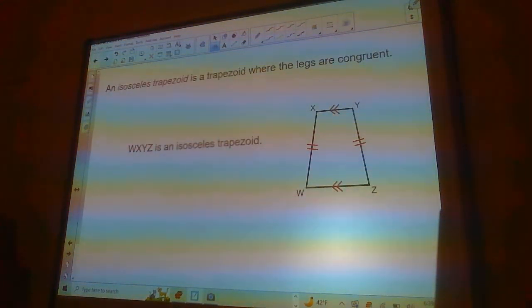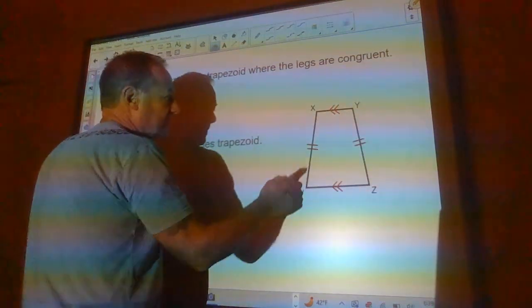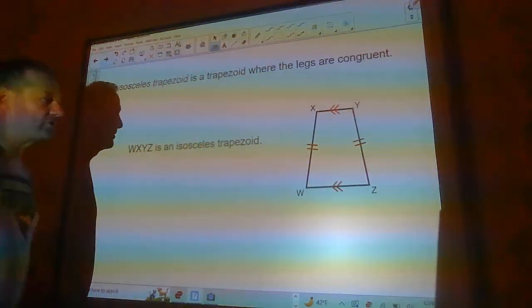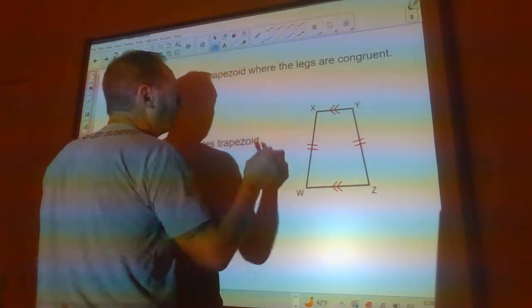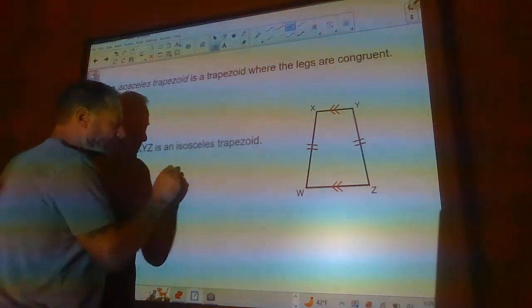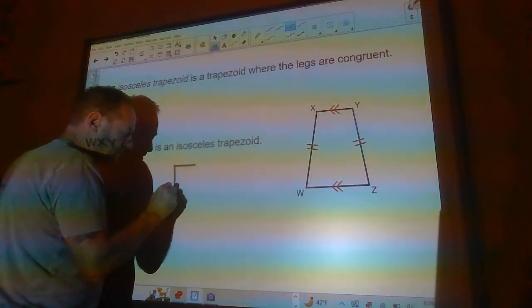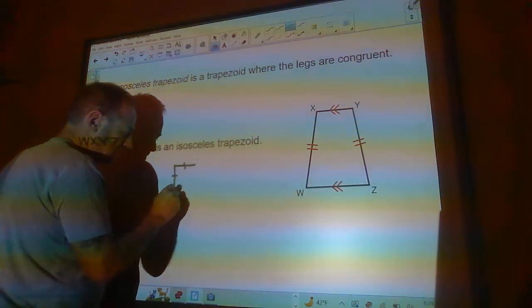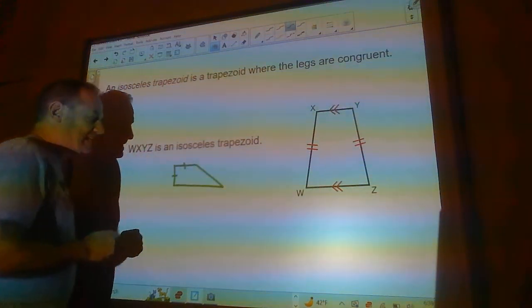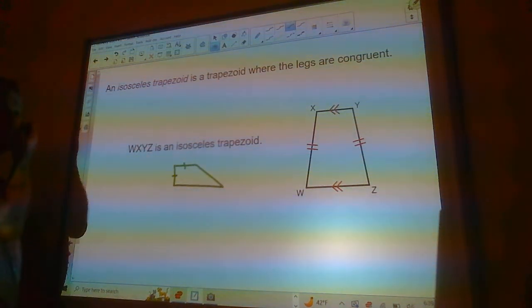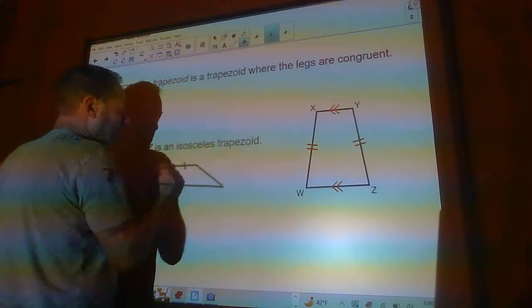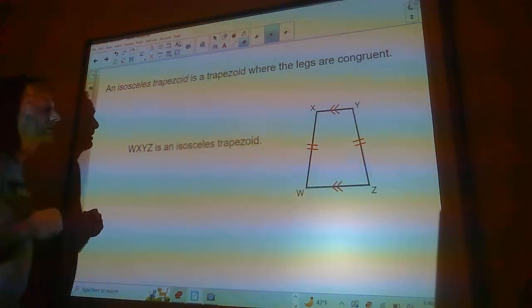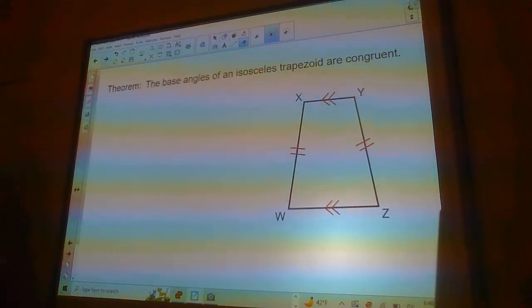An isosceles trapezoid is a trapezoid where the legs are congruent. So here we have WXYZ, a nice isosceles trapezoid. And again, here we have the legs. They're equal. Now be careful. Like I said before, you can't just say two sides are equal, because that would make this an isosceles trapezoid, and that's not an isosceles trapezoid. So we're just going to make that go away.